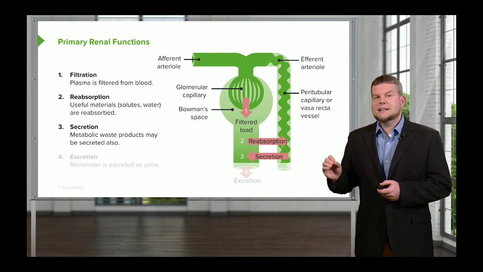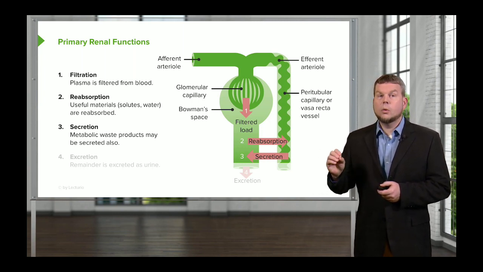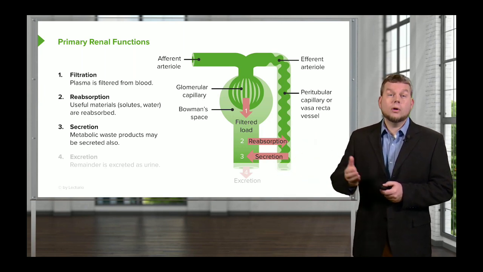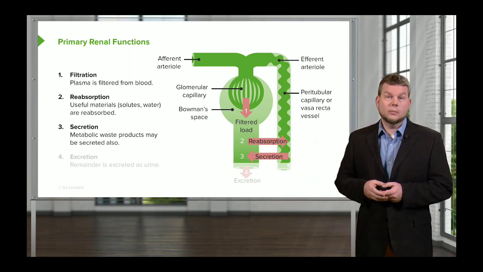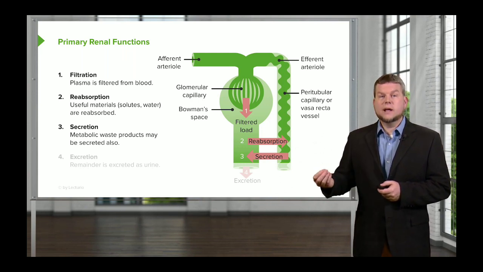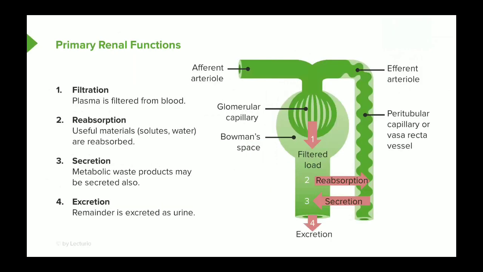Now, these waste products either weren't filtered, or even after filtration has occurred, you want to move even more of them back into the renal tubule. That process is called secretion, where you remove waste products. And finally is excretion. Excretion is removing the particular substrates from the tubule and eventually into the urine, and then you'll exit it out of the body. So our four primary topics: filtration, reabsorption, secretion, and excretion.